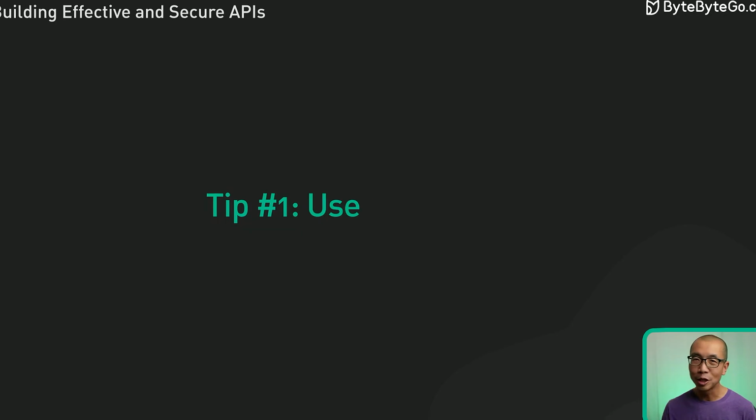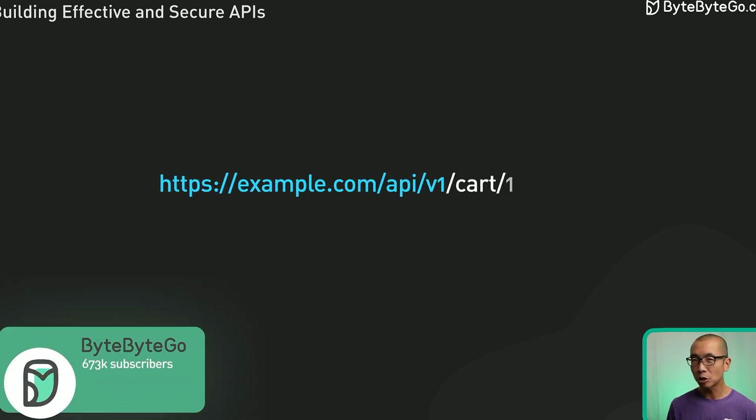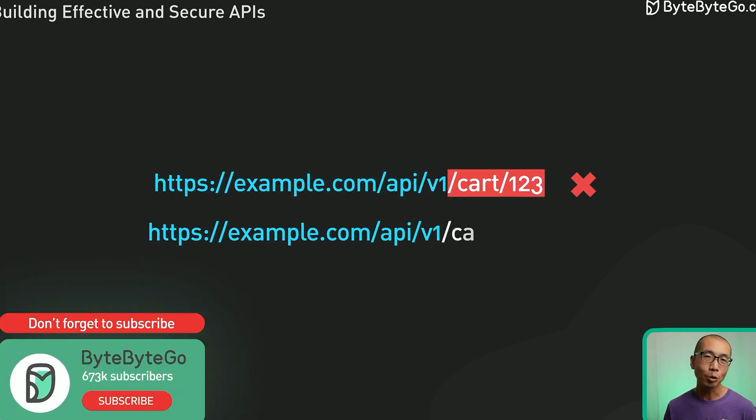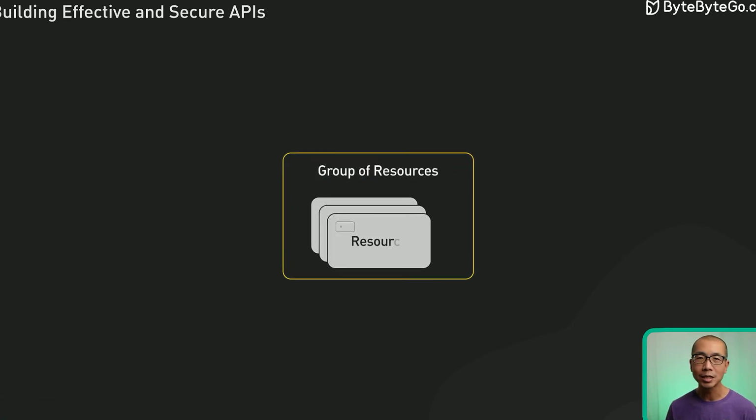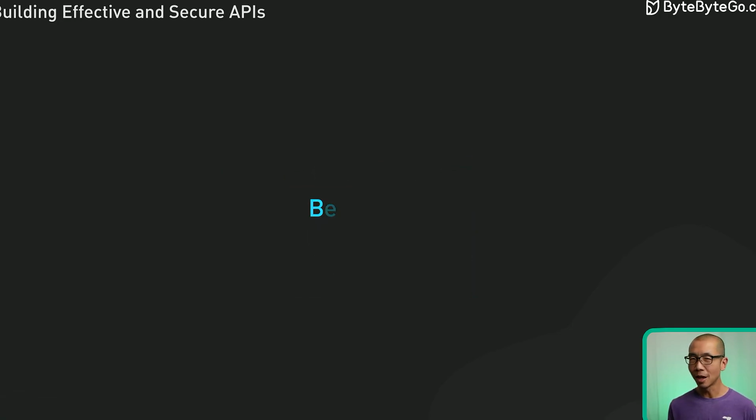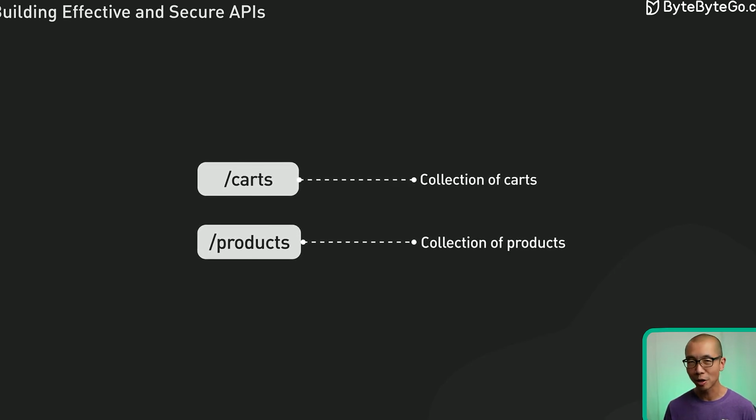Tip number 1. Use clear naming. When building an API, choose straightforward, logical names. Instead of get cart 123 for a shopping app, go with carts/123. The plural tells API users they are dealing with a group of resources. Be consistent. Stick with intuitive URLs that denote collections. It makes interaction more understandable for developers tapping into your API.